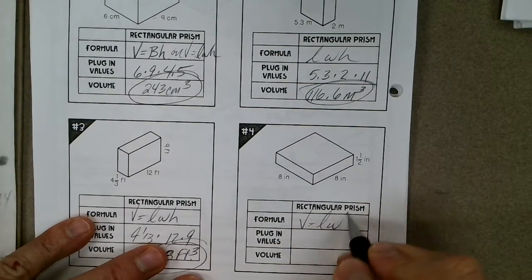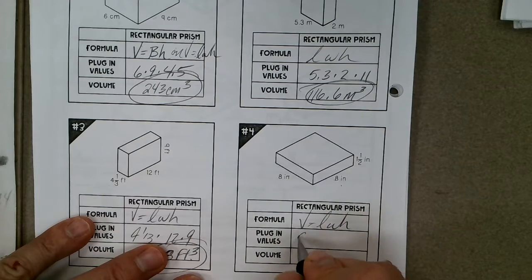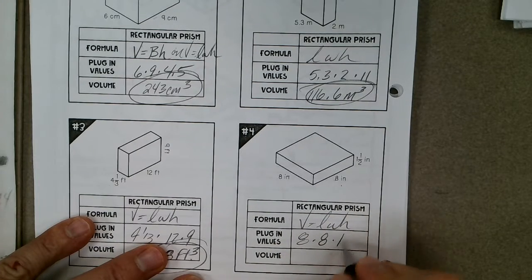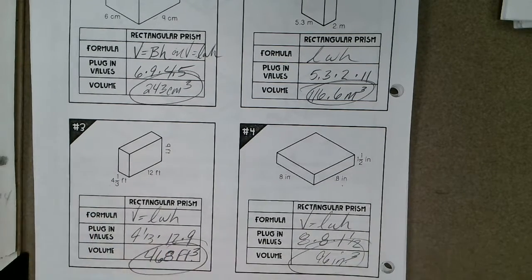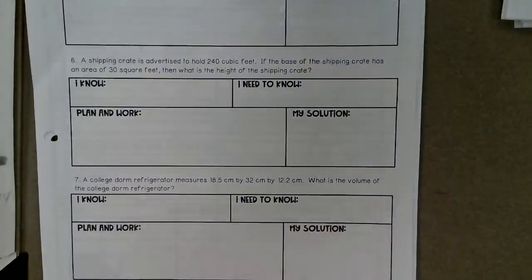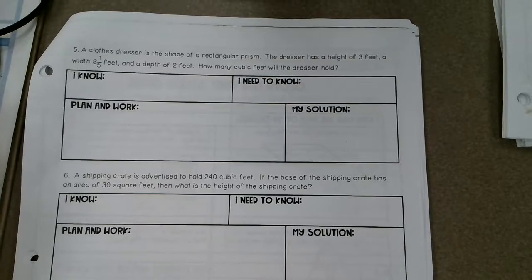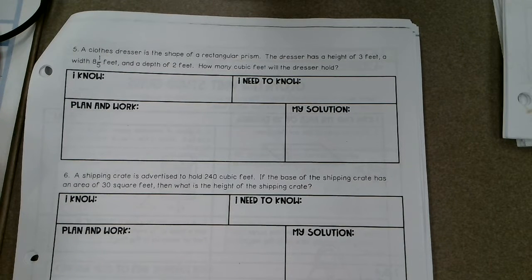Volume is length times width times height. So we're 8 times 8 times 1.5, 96 inches cubed. Okay. More volume, rational numbers. Nothing's changed. So I don't see you having any trouble there. Let me check you out. You're in good shape, and let's roll on.